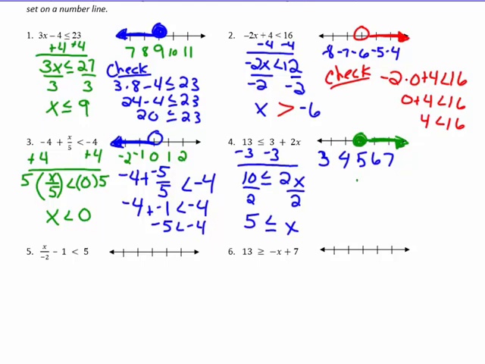And again, I'm going to do a check to make sure I went the right way. So I'm going to fill in 6 just because it's the next easiest number. So I need to know 13 is less than or equal to 3 plus 2 times 6. 2 times 6 is 12. And 3 plus 12 is 15. So I did go the right way. 13 is less than or equal to 15.